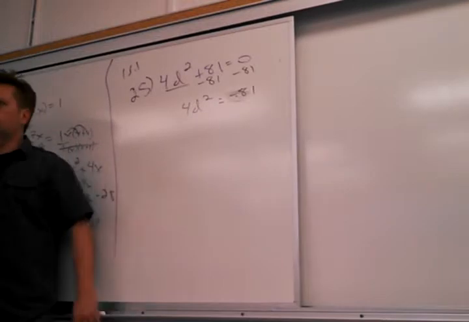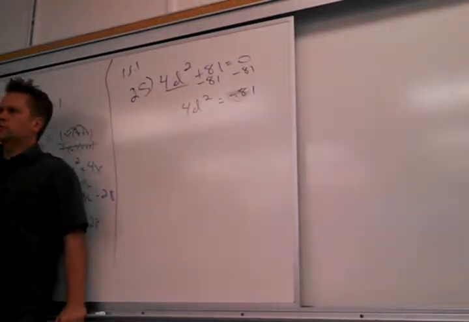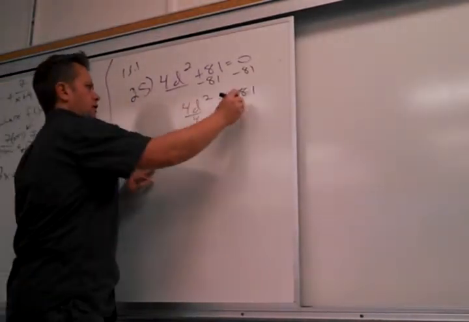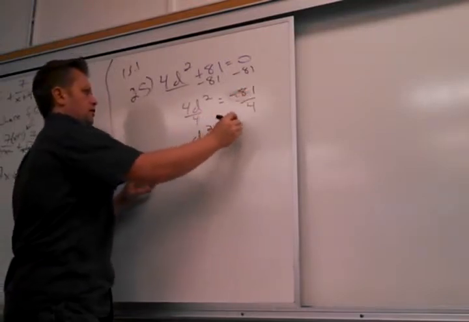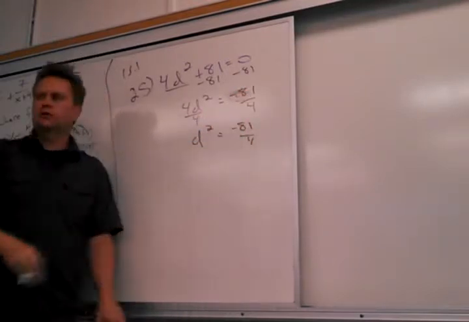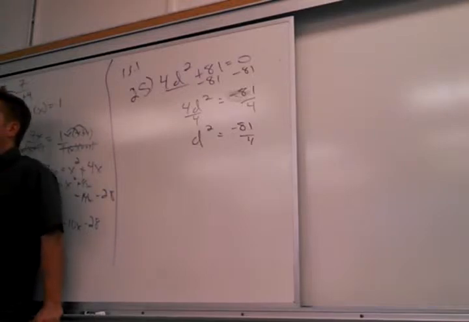How do I isolate my variable? What's the first thing I should do? Divide by 4? I like that. And as you say that, I'm like, oh yeah, she just said that. She's very patient, though. This is good. And then square root.